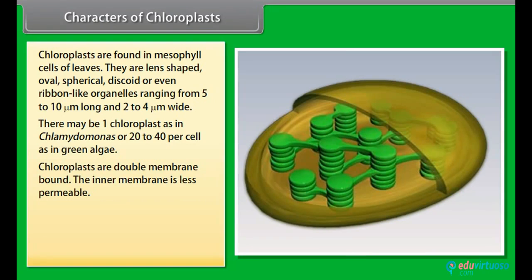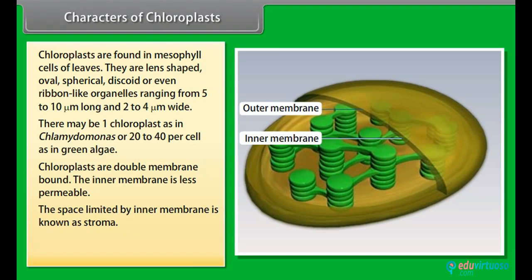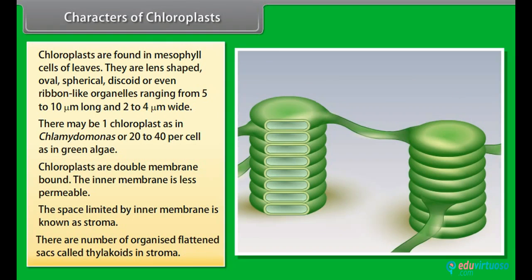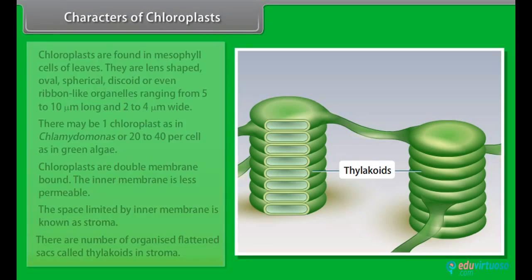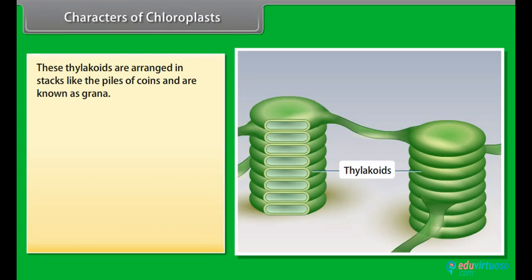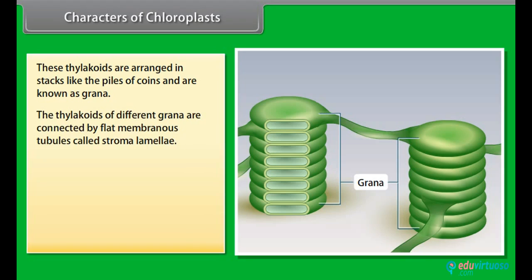Chloroplasts are double membrane bound. The inner membrane is less permeable. The space limited by the inner membrane is known as stroma. There are a number of organized flattened sacs called thylakoids in the stroma. These thylakoids are arranged in stacks like piles of coins and are known as grana. The thylakoids of different grana are connected by flat membranous tubules called stroma lamella.